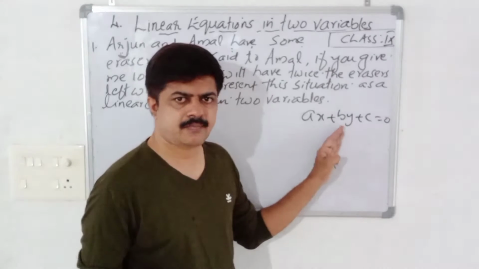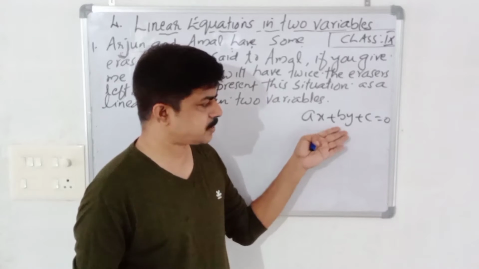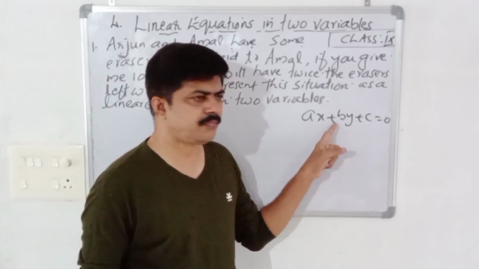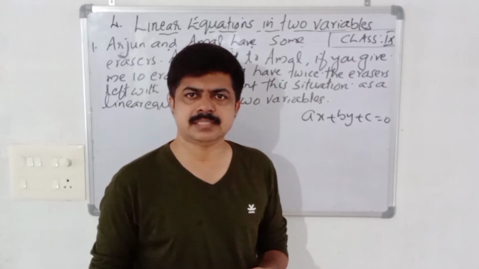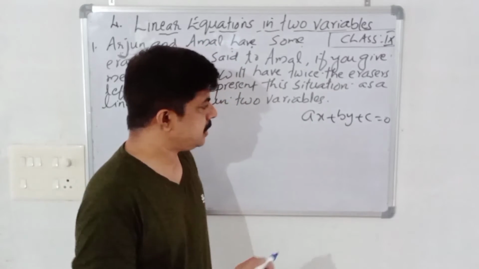One of them can be 0. That can be expressed in the form ax plus by plus c is equal to 0, where a, b and c are real numbers and both a and b cannot be 0.